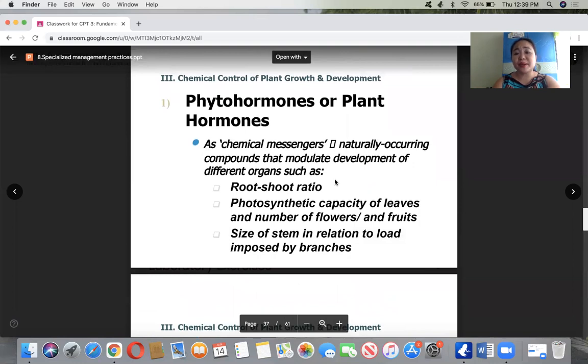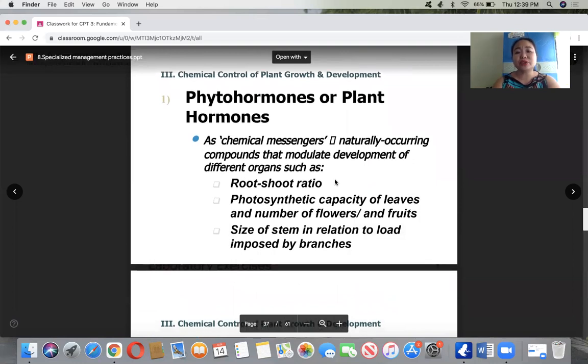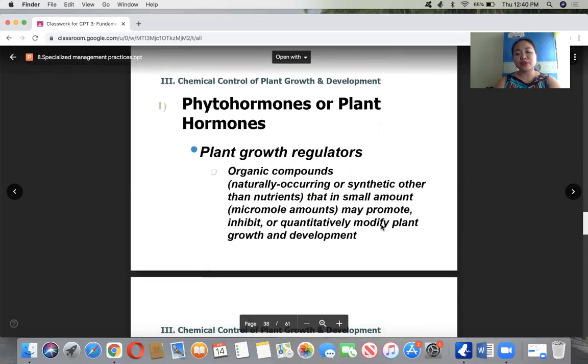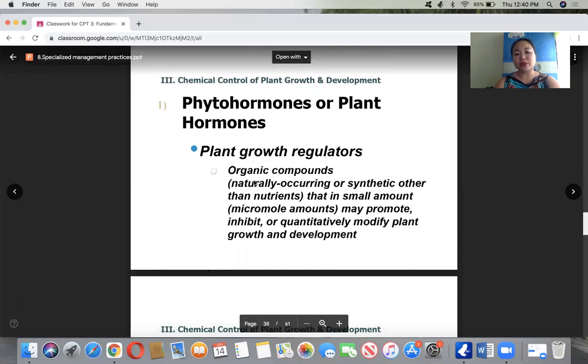So phytohormones, or plant hormones, are very important to control growth and development. They are chemical messengers and naturally occurring compounds that modulate development of different organs, such as the root-shoot ratio, the photosynthetic capacity of leaves, the number of flowers and fruits, and the size of stem in relation to loading possible branches. These are called plant growth regulators, organic compounds, naturally occurring or synthetic, other than nutrients, that in small amounts may promote, inhibit, or quantitatively modify plant growth and development.